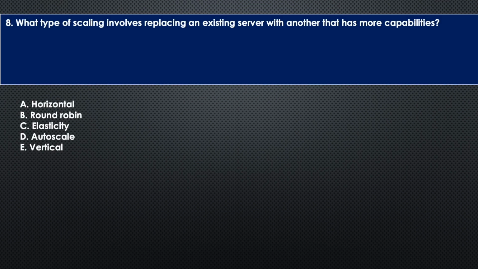8. What type of scaling involves replacing an existing server with another that has more capabilities? A. Horizontal. B. Round robin. C. Elasticity. D. Autoscale. E. Vertical. Answers: E. Vertical scaling is the process of upgrading or replacing a server with one that has greater capabilities.